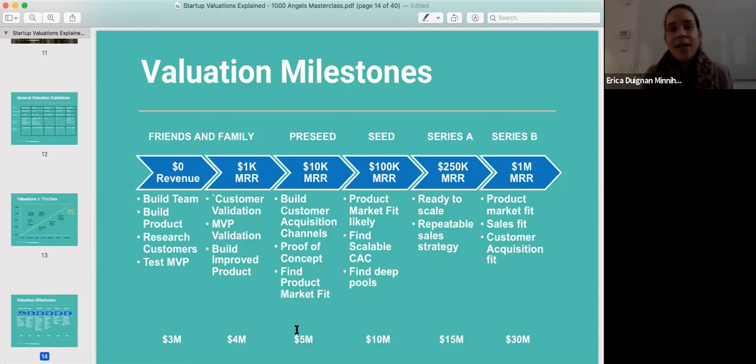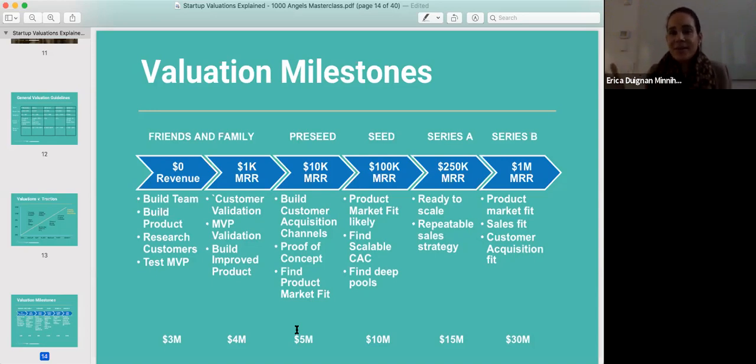So we start at $0 in revenue. That's really where people are raising money from friends and family. And I would say even at zero, it's going to be pretty hard to get your friends and family to invest, all the way to sort of $1,000 in monthly recurring revenue, right? So you start at zero, you need to build the team, you need to build a product, you need to do research on your customers, and you need to hopefully test a minimum viable product with potential users. By the time you get to even $1,000 in monthly recurring revenue, hey, you've done something, right?